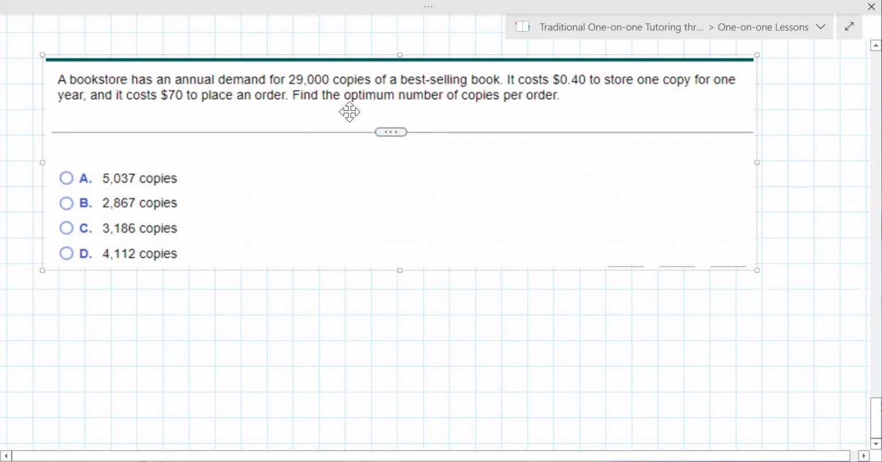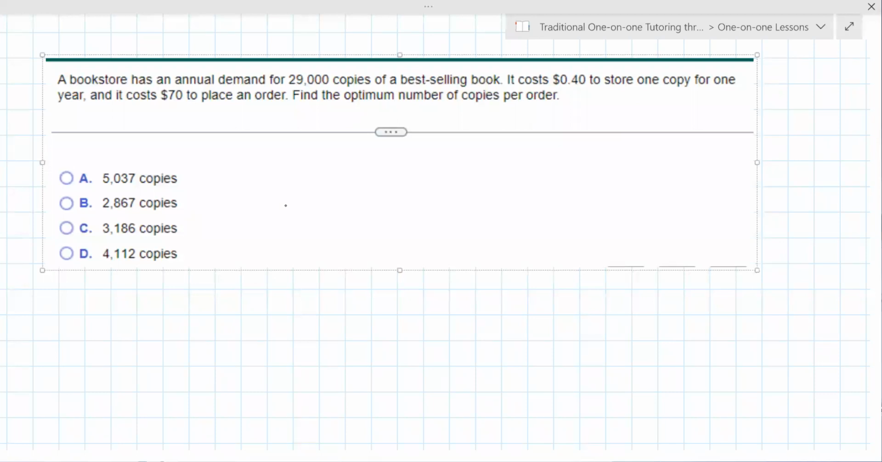All right, so it says here, a bookstore has an annual demand for 29,000 copies of a best-selling book. It costs 40 cents to store 1 copy for 1 year, and it costs $70 to place an order. Find the optimum number of copies per order. So this has a formula that I don't recall, but it's based on demand and shipping cost and order cost. I just need to look up that formula. So give me a moment here to find it. We did a problem like this earlier, and I just couldn't tell you what it is.